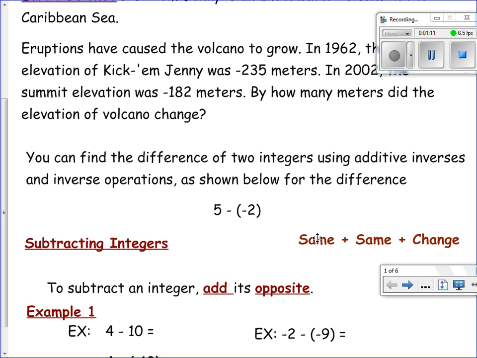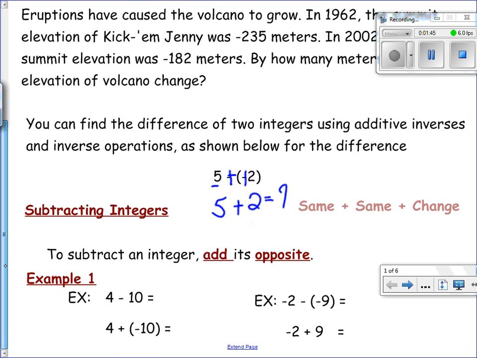If you see a subtraction of integers, you can say in your head, same, change, where you keep the first integer the same, change the second part of it, which changes it to a plus sign, and then change this to a positive 2. So now you have same, change, and the answer to that example was 7. Another way of keeping it in your mind is to subtract integers: to subtract an integer, you add its opposite.